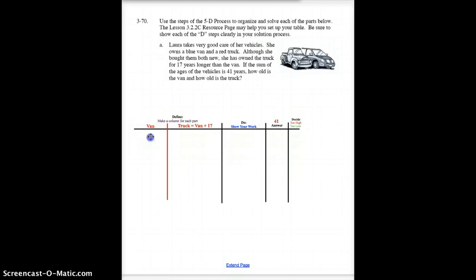So let's make a guess here on the van. Let's pretend the van is 17 years old, because this is the most common mistake answer I get from all my students every year. So if the van is 17 years old, and I take 17 years for the van and I add 17 more years for the truck, 17 plus 17 is 34, and I add 17 plus 34 together, I get 51, not 41, 51, which is a little too high. So my van isn't 17 years old, it's a little younger than that. So we'll pick a new number.